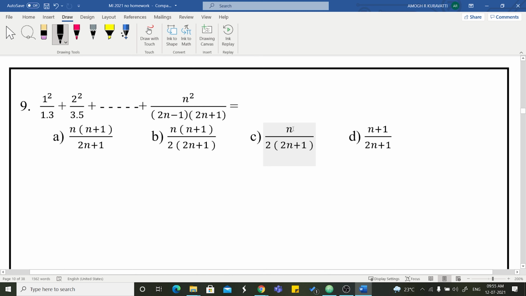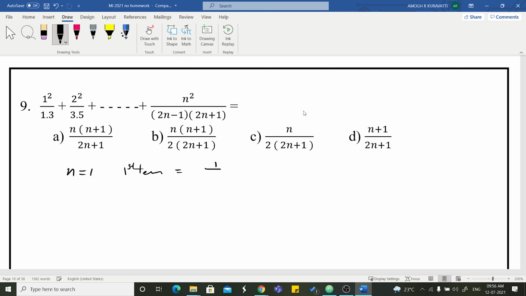Similarly, next one, try yourself again. Sum to n terms of the series, sum of all terms of the series. What is the answer? Trial and error method. What can you do? Simple. If you take n is equal to 1, what happens? n is equal to 1 means the first term.